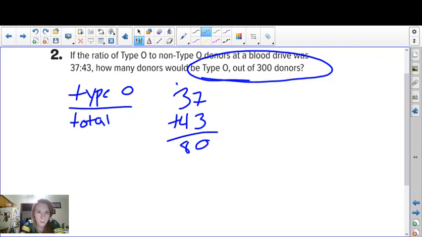So I want to know how many type O. Well, type O came first, so type O first number is 37. So 37 out of my total, which was 80, is equal to my what out of 300.